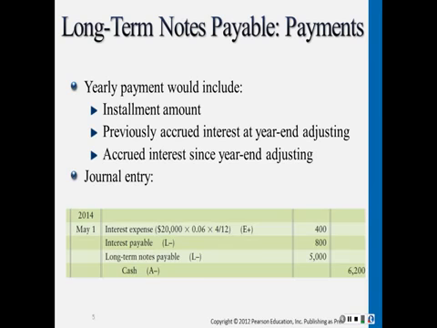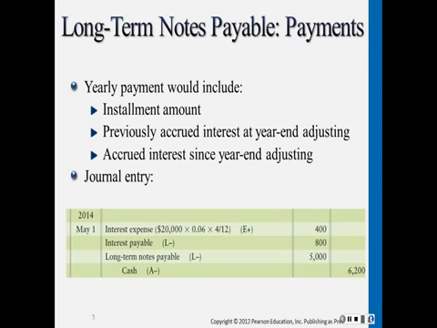A debit to long-term notes payable for $5,000 installment due, and a credit to cash for the installment payment and 12 months worth of interest: $5,000 plus $800 accrued interest at December 31st and $400 of interest accrued for the months of January through April 2014. Notice the entry debited the long-term notes payable account, not the current portion of the long-term notes payable.